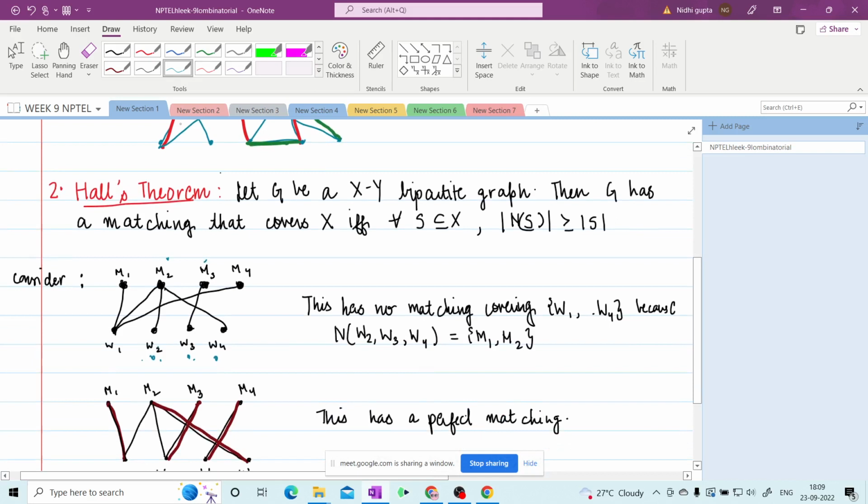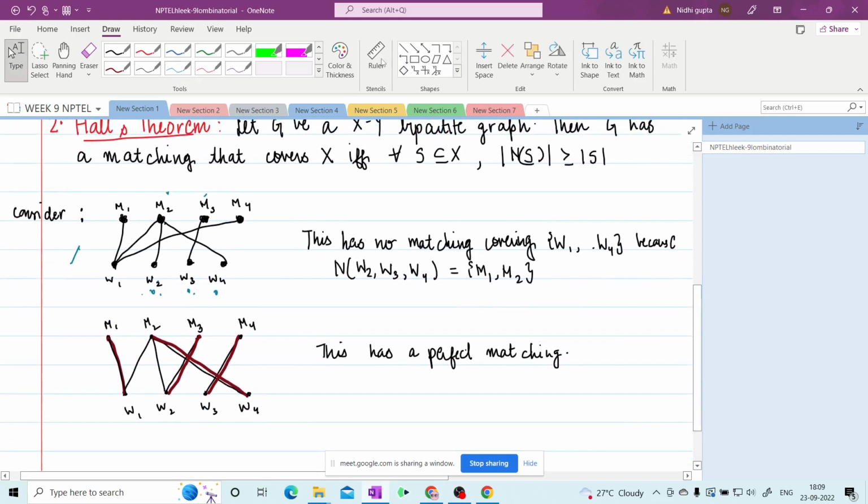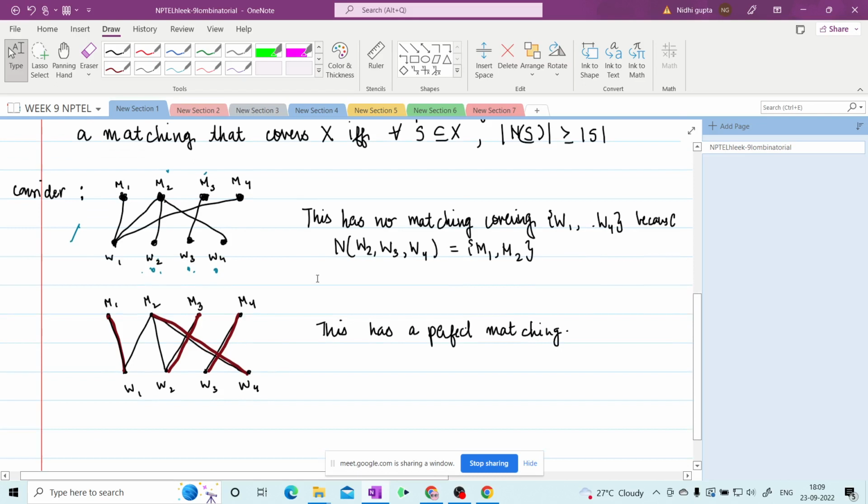But Hall's theorem says that it is a necessary and sufficient condition. In this graph the condition is not satisfied due to the presence of these three women, so this graph does not have a matching that covers X. But in this example, we can see that this condition is satisfied and we also have a matching.